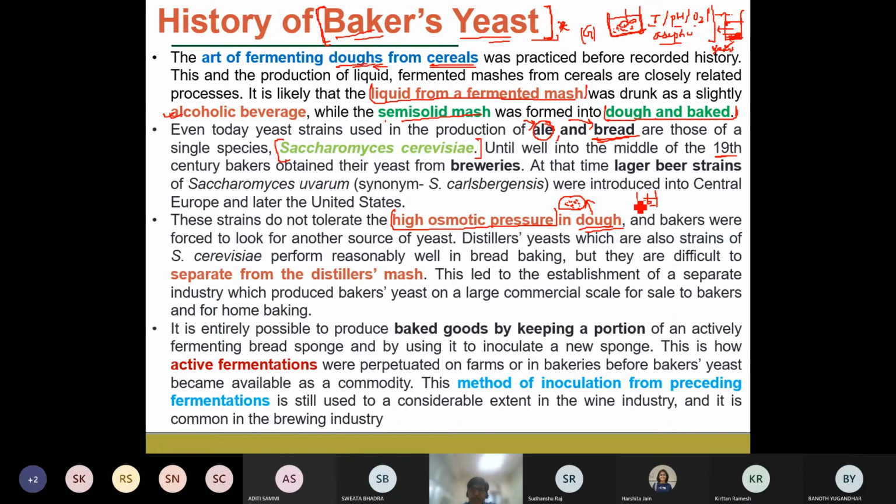The moisture content, the aqueous content of the two systems, is going to be different. Obviously in the dough there will be a very low concentration of the aqueous component, and because of that it has a high osmotic pressure, and these particular strains cannot tolerate such high osmotic pressure in the dough.